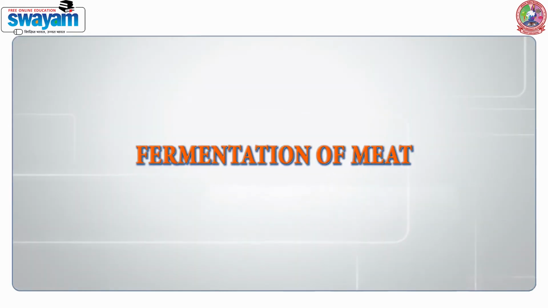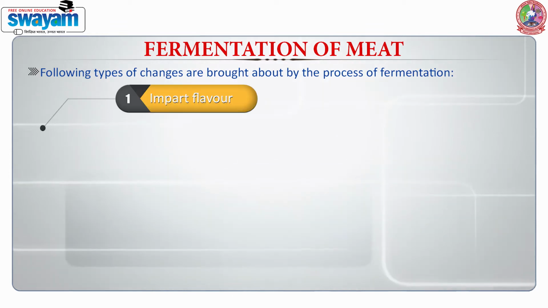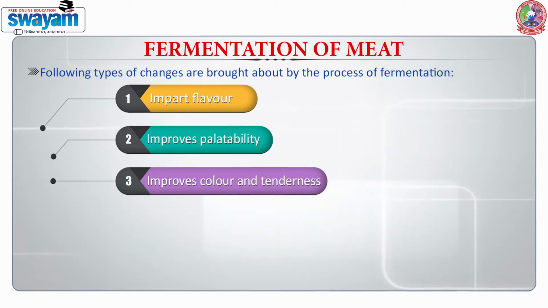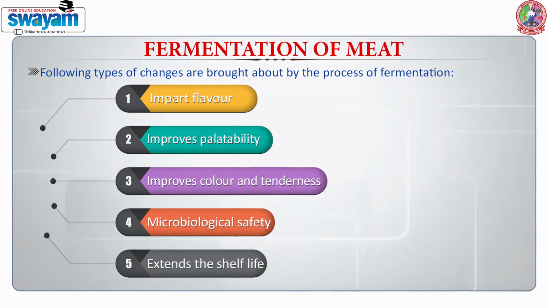Fermentation is one of the preservation methods used. Fermentation of meat is a low energy bioacidulation process by which we can preserve the meat. The fermentation of meat brings about certain changes in the product. It imparts flavor, improves its palatability, color and tenderness, enhances the microbiological safety, and extends the shelf life of the product.